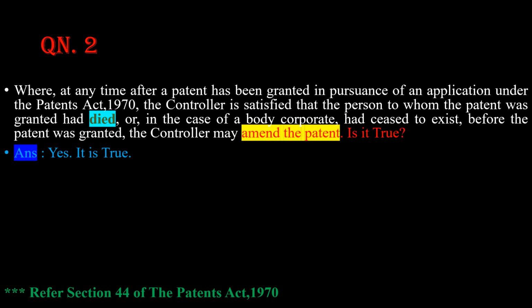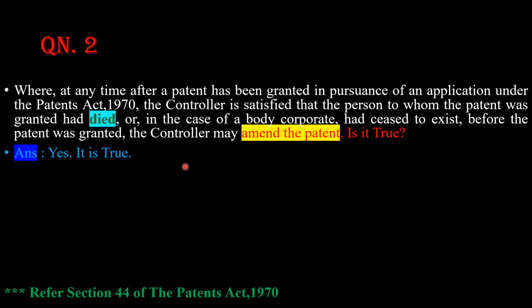Question number 2. Where at any time after a patent has been granted in pursuance of an application under the Patents Act 1970, the controller is satisfied that the person to whom the patent was granted had died, or in the case of a body corporate had ceased to exist before the patent was granted, the controller may amend the patent. Now, the question is, is it true? That means whether this whole statement is correct or not.